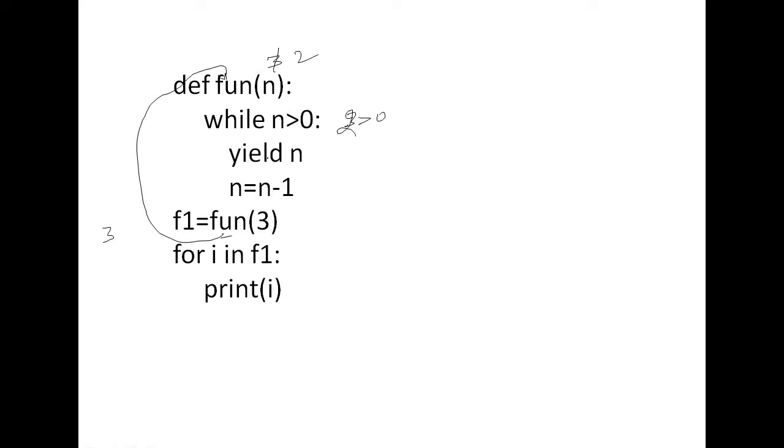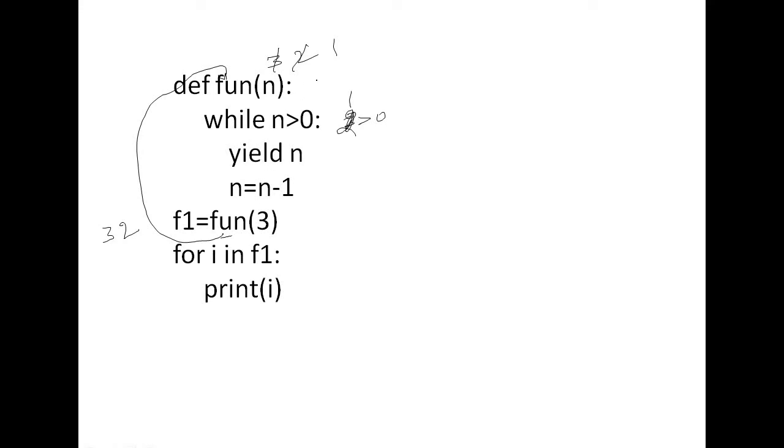The body will be executed. Yield n, the n value is 2. The 2 has been printed. After that, n equals n minus 1. Now the n value becomes 1. After that, while n is greater than 0, the n value is 1. 1 is greater than 0. The condition is true. When a condition is true, the body will be executed.